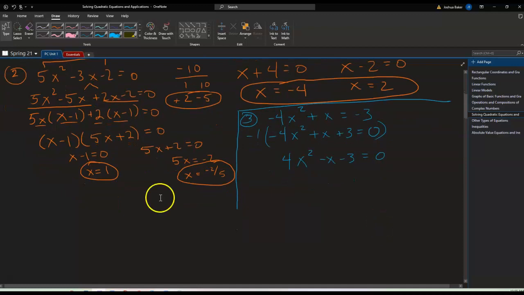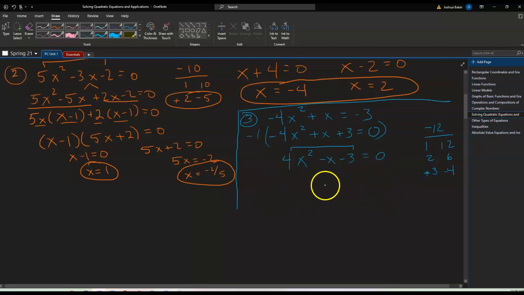What we're going to do from here, notice I didn't say now, I had to concentrate on that, is I'm still going to multiply the 4 times the negative 3, and I get a negative 12. So my factors of 12 are like so. And I want one of them to be positive and one of them to be negative. And I want to be able to get a negative 1 when I add. So I've got a 4 and a 3.